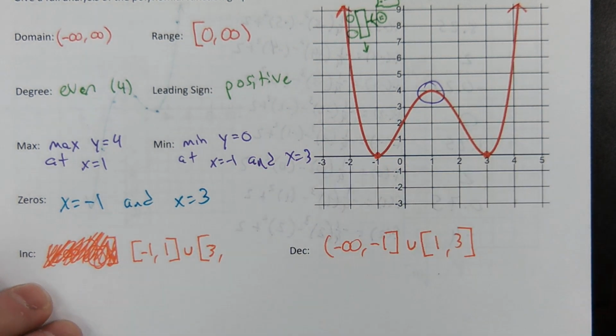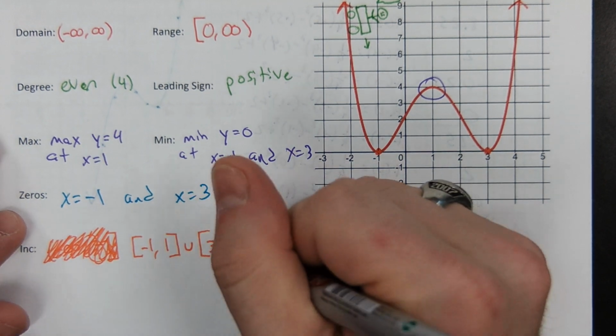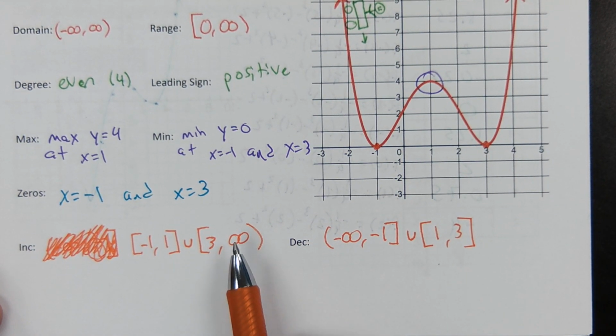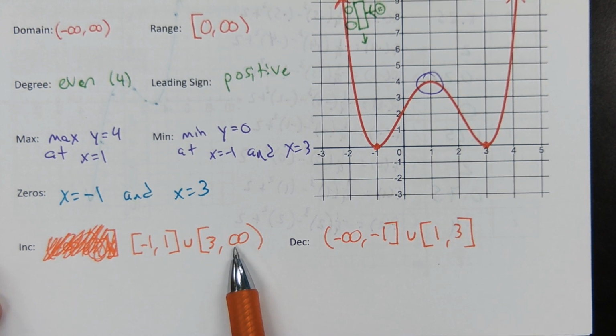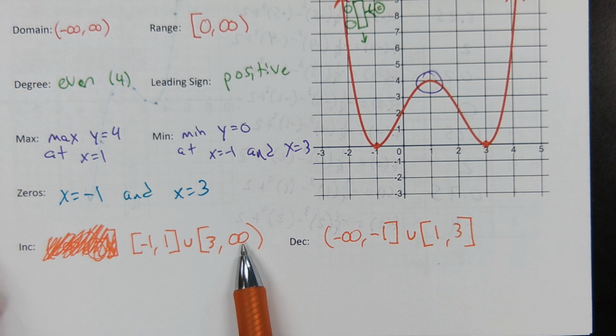And when I say forever, I mean to the right. So what value do I write? Infinity. Let's be really clear here. That is x approaches infinity, not y. Yes, I know the graph is going up, but this is x approaching infinity. Okay?